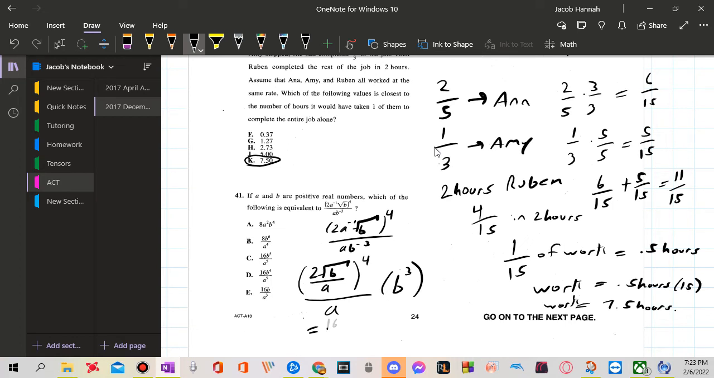We get 16B squared times B cubed. And that 4 is going to distribute to the bottom, which is going to be A to the 4th. And then that's going to be divided by another factor of A, so that's going to be A to the 5th. Alright, so this is going to equal 16B to the 5th over A to the 5th. Alright, let's see.